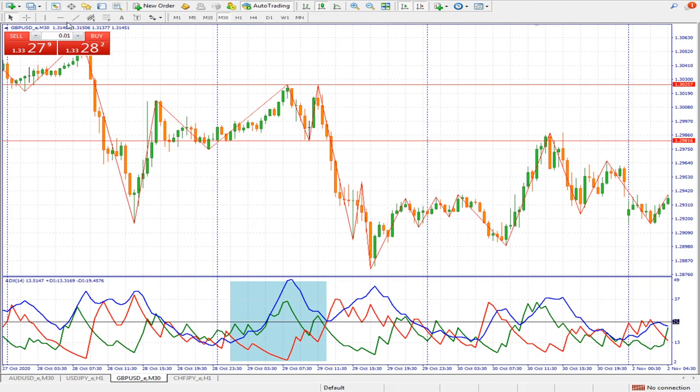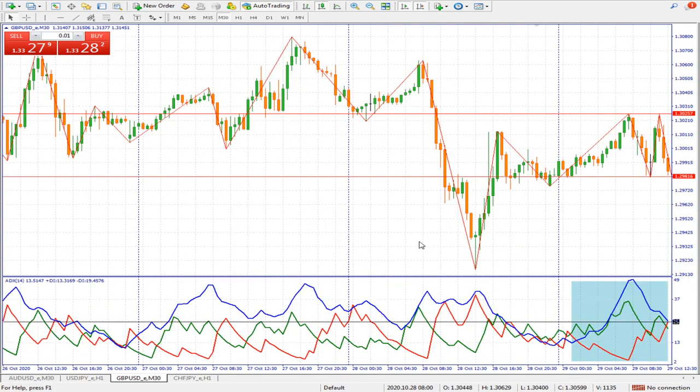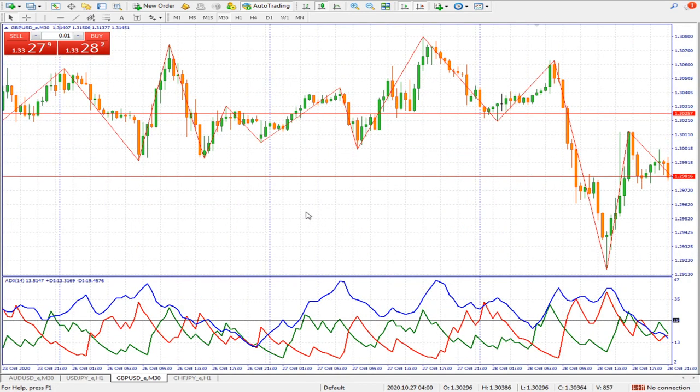The opposite is true for this one, so opposite in relation to the green and the red line. You have the blue line above 25, which means there's a trend. The red line is above the green one. That means we have a trend, and yes, that trend is downwards. Does that make sense? Does that make sense for you? I hope that makes a lot of sense.